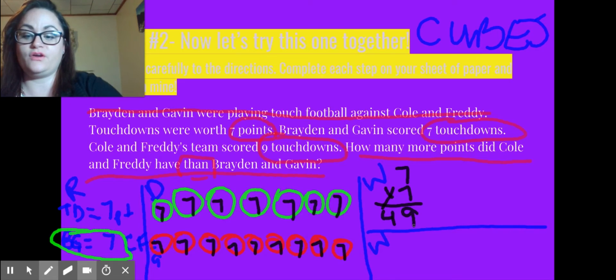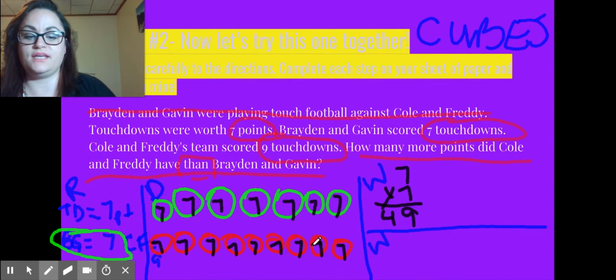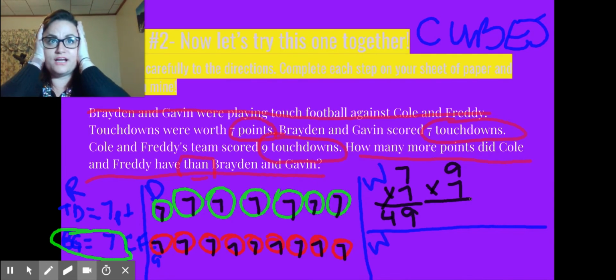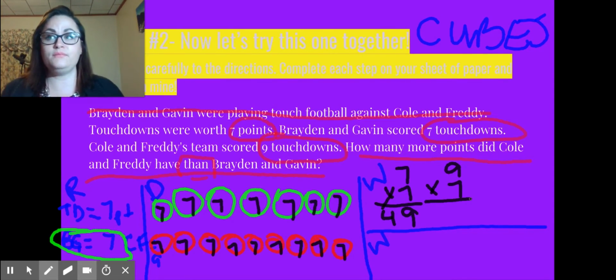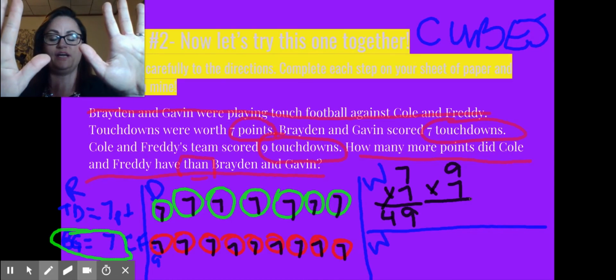Then I can figure out how much Cole and Freddie have. Cole and Freddie have 1, 2, 3, 4, 5, 6, 7, 8, 9. So they have 9 touchdowns at 7 each. And now, oh no, I forgot my 9 facts. I'm not sure what to do. You can ask one of your teammates. You can look around or use one of our 9 strategies. My favorite 9 strategy is the hand strategy.